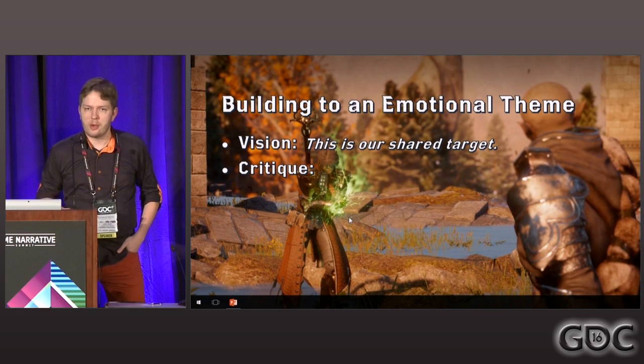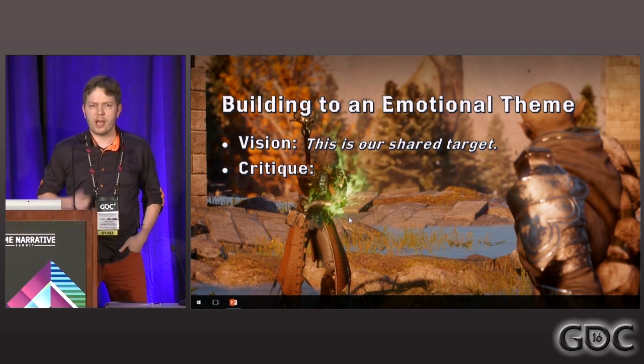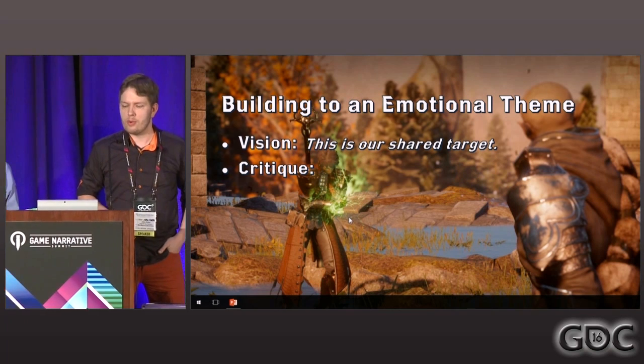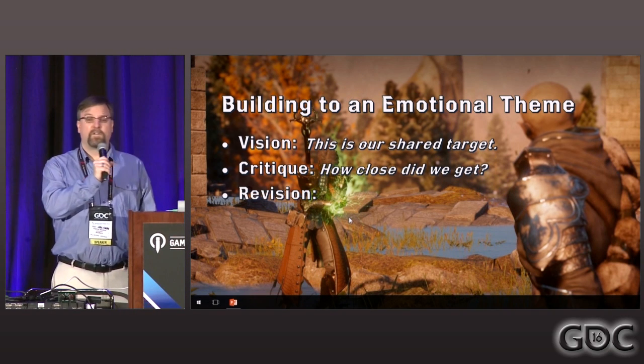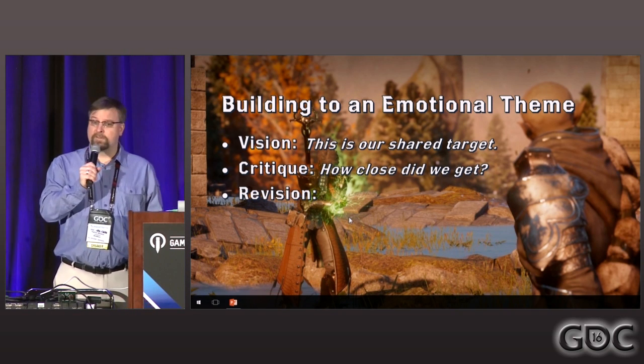Next up is critique, and now getting everything in the game as playable as early as possible is hugely important because then everyone can give you feedback. Look at the vision, and figure out where we're missing the vision or where we're not quite getting where we need to be. From the critique, you move into revision.